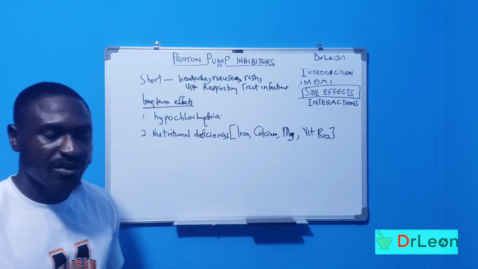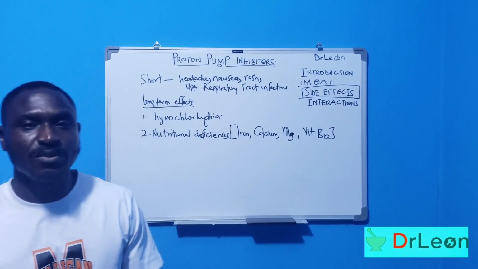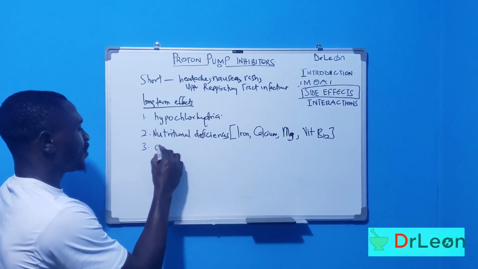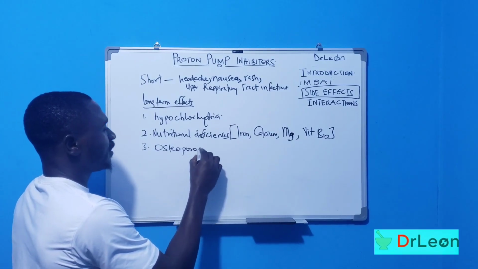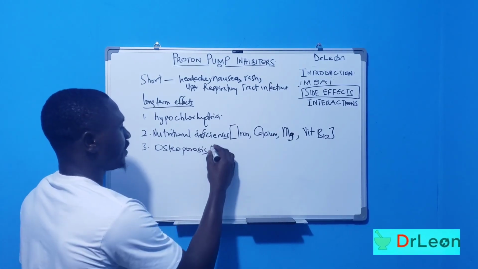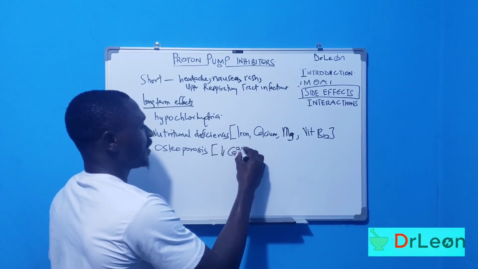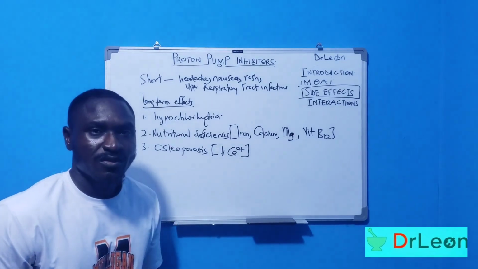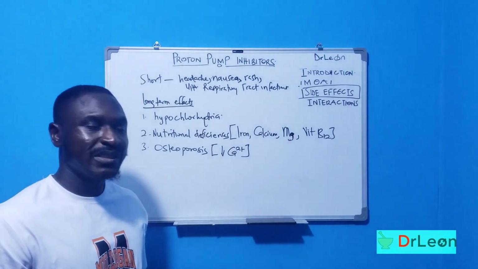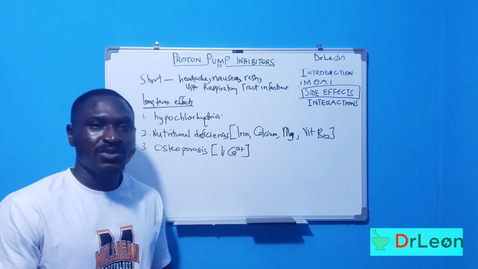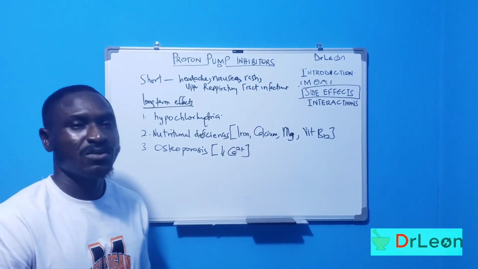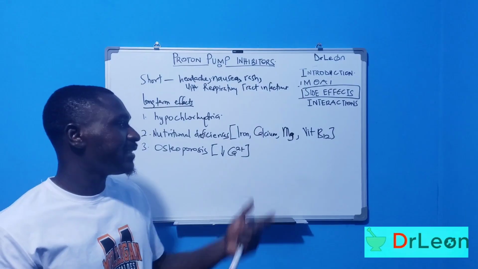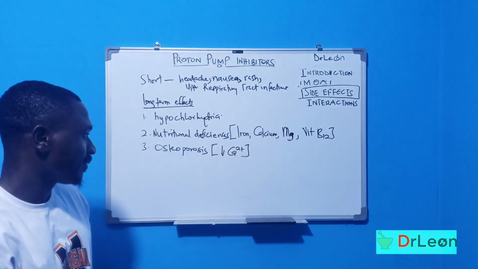You know, calcium is a very good mineral for the bone, for bone density. And for that matter, you can also talk about osteoporosis as one of the long-term effects because of the low calcium level due to the hypochlorhydria. Low levels of magnesium. The patients will tend to have low magnesium disorders like muscle twitching, involuntary muscle movements, and the likes. Vitamin B12 deficiency.